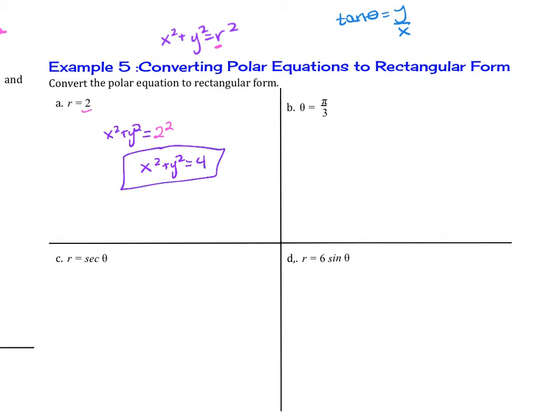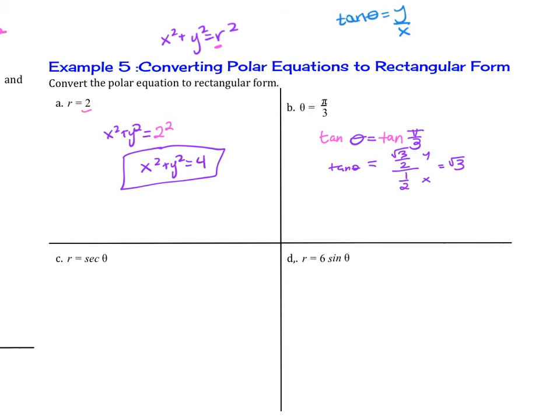Letter B, we have theta equals pi over 3. So I'm going to rewrite it here. Theta equals pi over 3. What I want to do is let's go ahead and take the tangent of both sides. So we have tangent of theta equals tangent of pi over 3. What does tangent of pi over 3 equal? Tangent of pi over 3, that's going to be root 3 over 2 and a half, right? That's y over x. And now we know that simplifies to square root of 3.